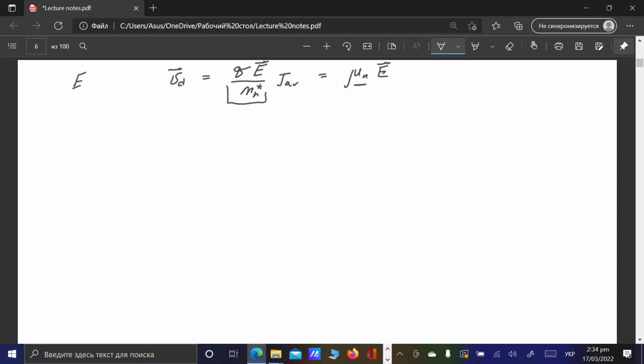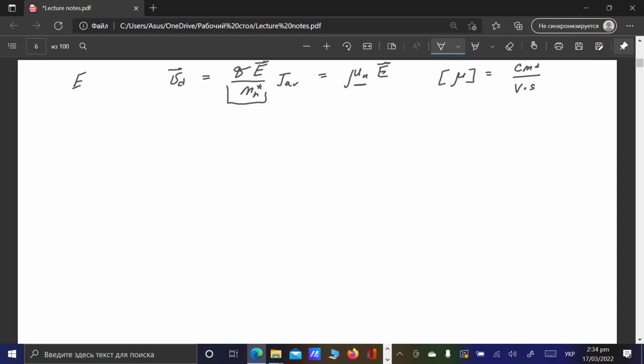In this particular case, the mobility of electrons. By definition, it is the drift velocity which a charge carrier gains in a unit electric field. So when the magnitude of the electric field is 1 volt per meter, then the drift velocity will be equal to the mobility of charge carriers. And the units for mobility are centimeter squared divided by volt times second.